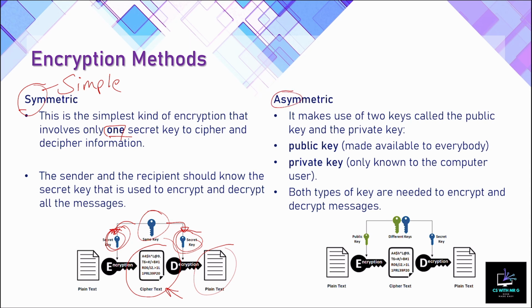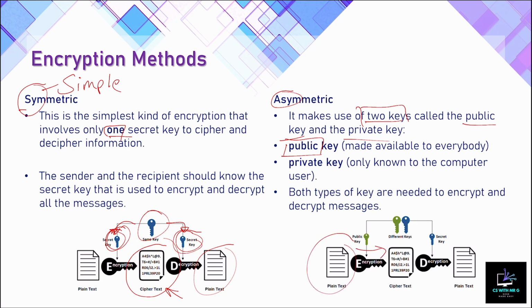Asymmetric makes use of two keys. The two keys involved are a public key and a private key. Now, how it works can be quite confusing, so please bear with me during these steps. The public key is made available to everybody, okay? It's called public, so it's publicly available. Anybody can access it. And this is used to encrypt the plain text. Only the public key is used to encrypt it.